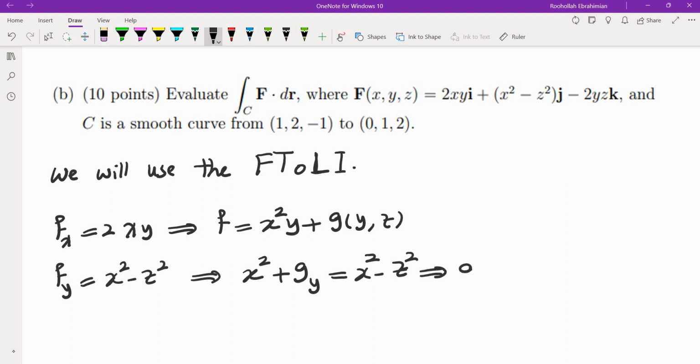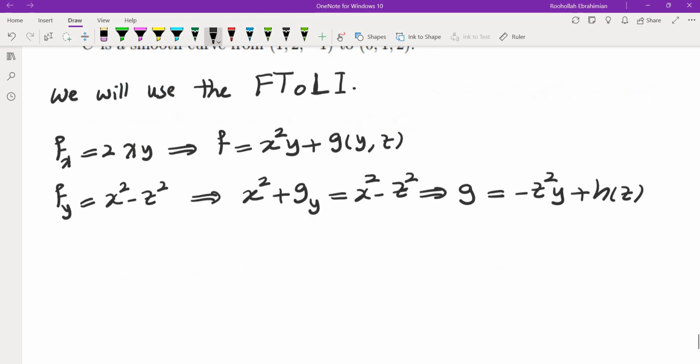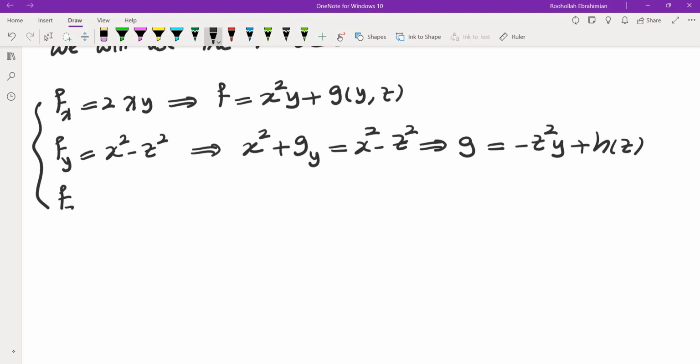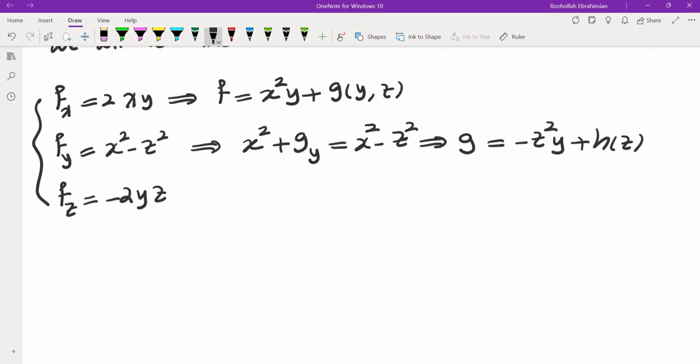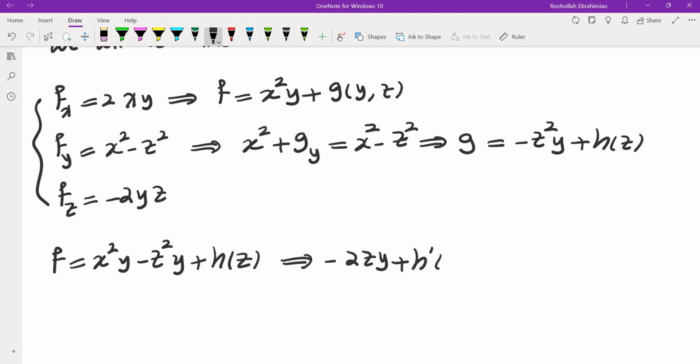So that means g is minus z squared y plus h of z. And we also know f sub z is equal to negative 2yz. So f becomes x squared y minus z squared y plus h of z. So taking the derivative with respect to z, we get minus 2zy plus h prime of z is equal to minus 2yz. So this gives us h prime of z equals 0.